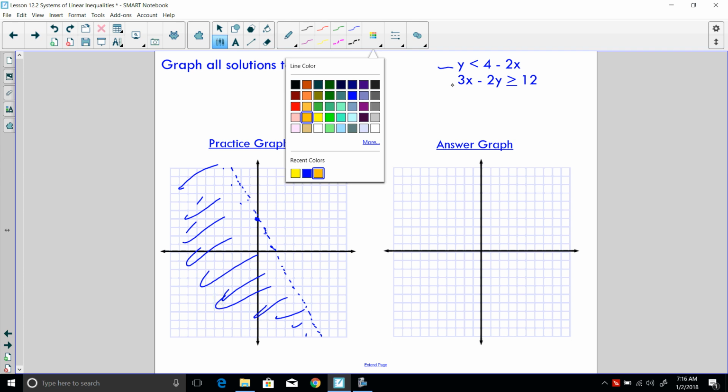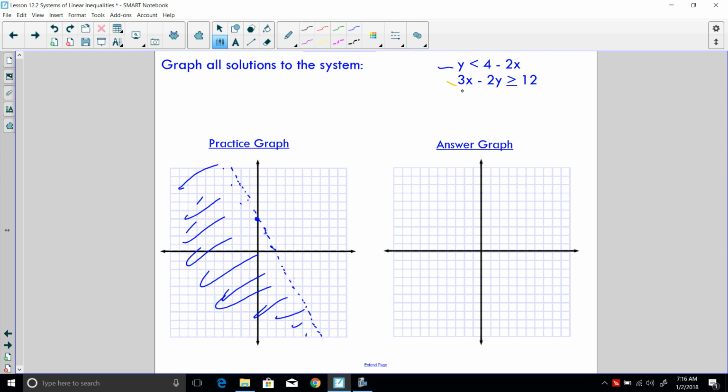So I'll use this one, and I have to solve this one for y. So I will have to subtract 3x from both sides. So minus 3x, minus 3x. That gives me -2y is greater than or equal to -3x plus 12. If I divide both sides by -2, I will end up with y is less than or equal to, now I got to switch signs, -3 divided by -2 is 3 over 2x. I'm going to leave that fraction. And then 12 divided by -2 is -6.